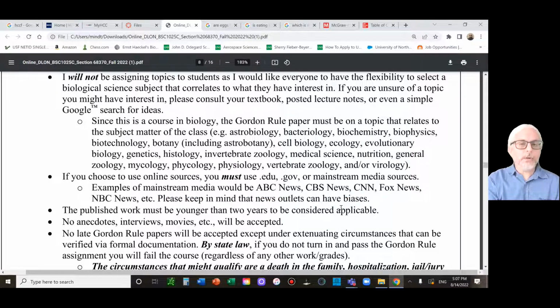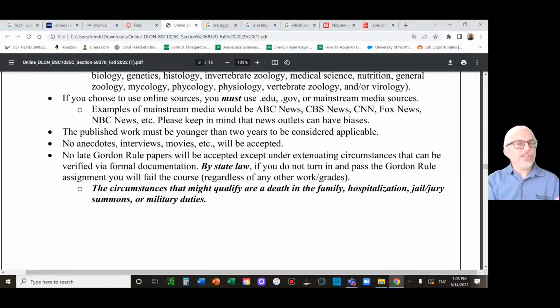So you cannot use a video, you cannot use anecdotes. It has to be published work. The published work you choose has to be younger than 2 years. Science changes and certainly biology changes. There's your no anecdotes and reviews of movies. Don't do that. And again, you can't turn anything late.